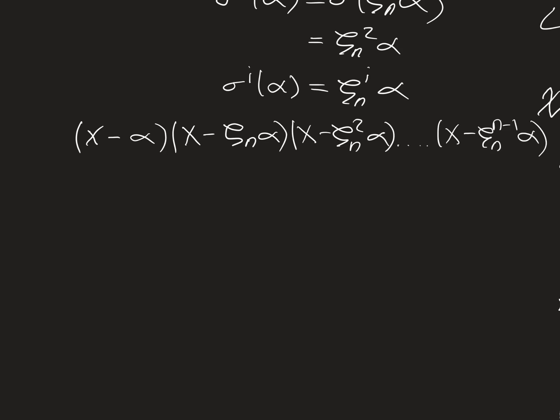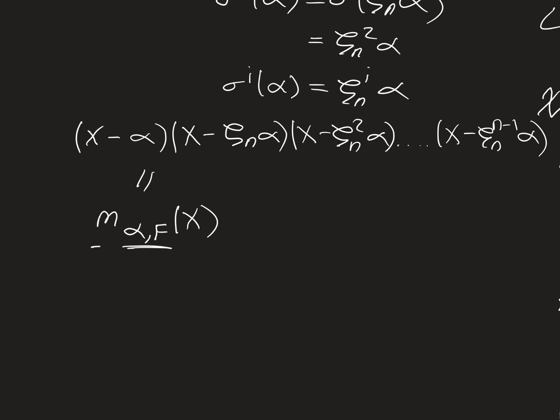So this is going to be the minimal polynomial for alpha over the base field F, which I'll denote like this: m with subscript alpha comma F, and then of x. So this is the minimal polynomial of alpha over F in the variable x.